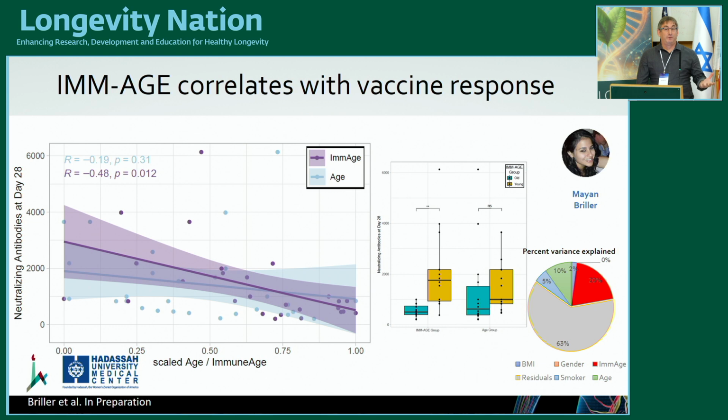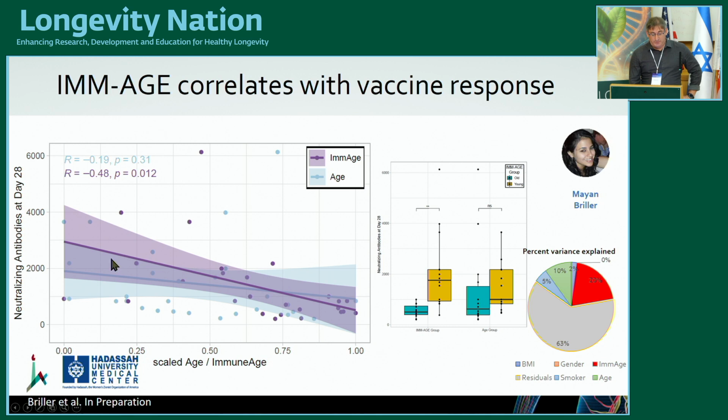If we're talking about immune age, what's really important are immunotherapies. So we ran a study led by Mayan Briller, a PhD student in the lab, where we looked at estimating immune age and how individuals respond to the COVID mRNA vaccine, the Pfizer vaccine. The study was designed to take individuals across many different ages and estimate their immune aging. This is a collaboration with Yuval Doh and Dana Wolf from Hebrew University and Hadassah.